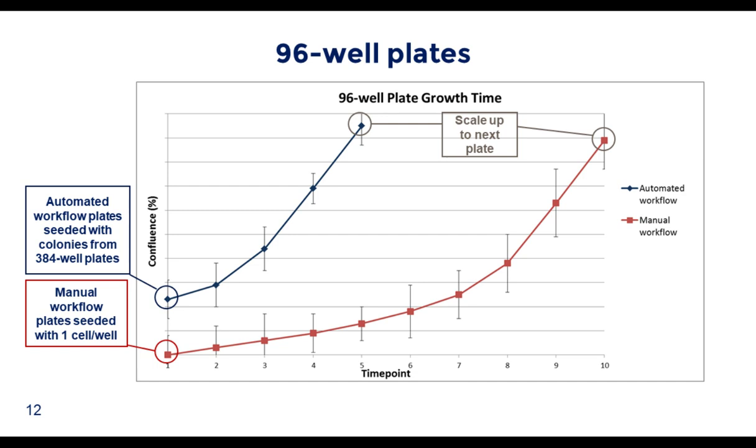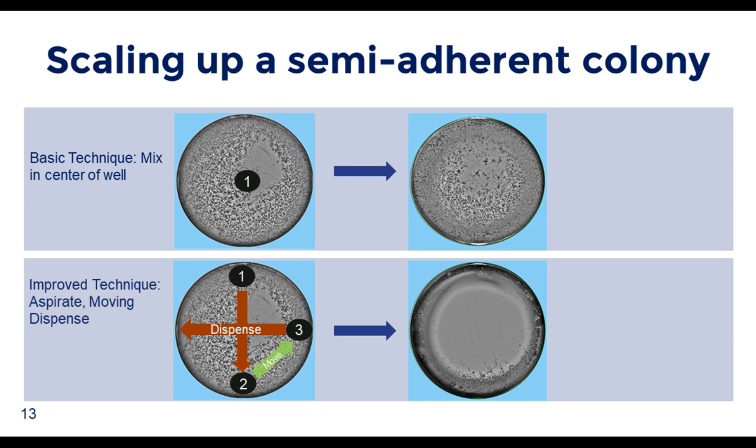Now, in the automated workflow, the 96 well plates will be seeded with cultures from the 384 well plate. Those 384 well plates started with a single cell but have grown for a period of time. The 96 well plates in the automated workflow now start with a higher confluence than the 96 well plates in the manual workflow. Refer to the blue line on the chart starting at a higher confluence. Experiments to determine how this shifts the curve have to be performed to determine the proper growth time in the 96 well plate in the automated workflow.